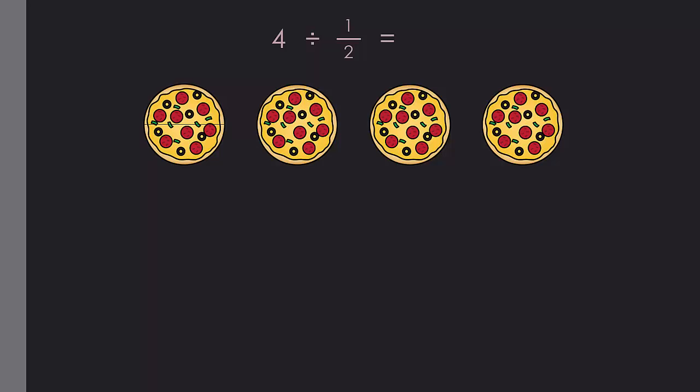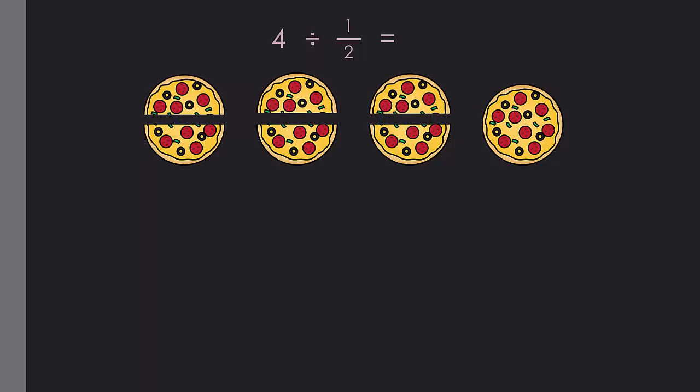So if I slice each pizza into 2 equal parts like this, I will get 8 1/2 pizzas. 1, 2, 3, 4, 5, 6, 7, 8. So I get 8 1/2 pizzas. So we say that 4 divided by 1/2 equals 8.